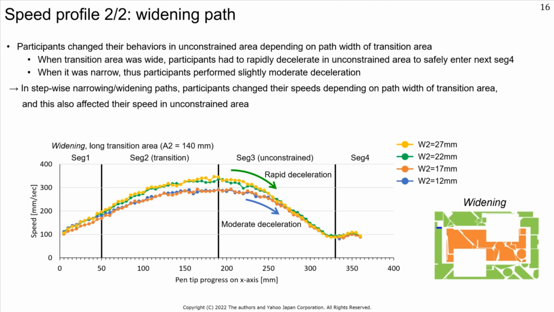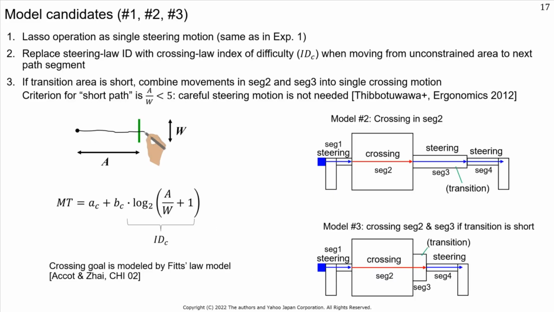So in these stepwise narrowing and widening path shapes, the participants changed their speeds depending on the path width of the transition area, which also affected the speed in the unconstrained area. Next, we compare 4 models. First is to model a lasso operation as a single steering motion. This is the same model as in experiment 1.